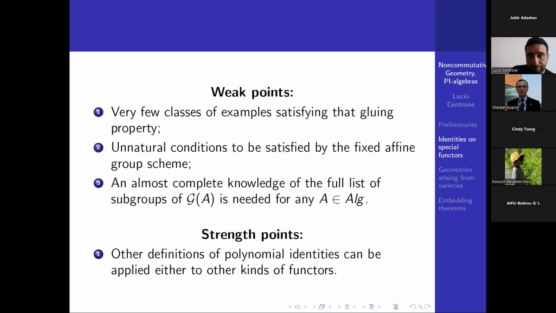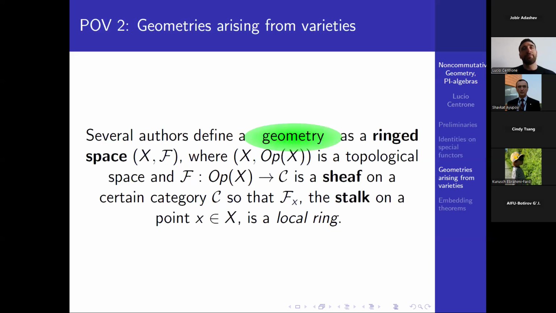Okay, let's go further. I would like to focus on the geometries arising from varieties. Well, of course, in the first part of my talk there was a geometric sense, because I was talking about affine group schemes, which are central objects in algebraic geometry. But with the second part, I would like to go deeply inside the title.